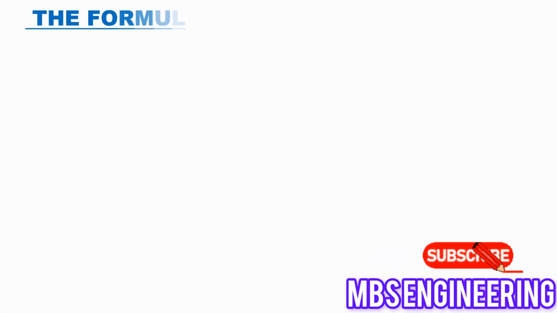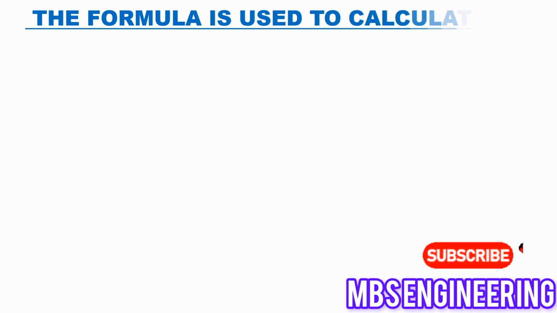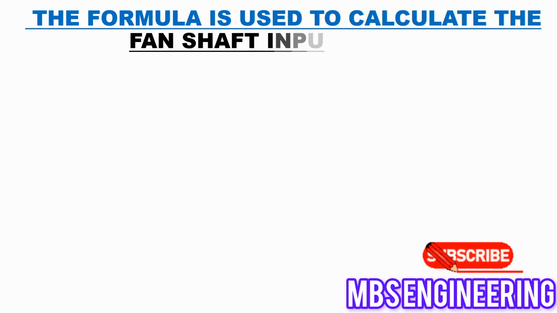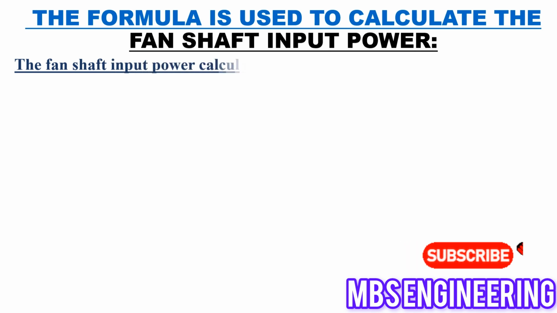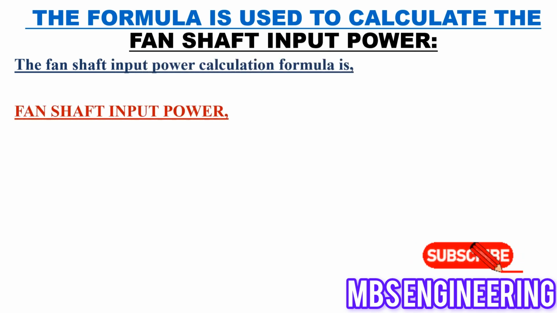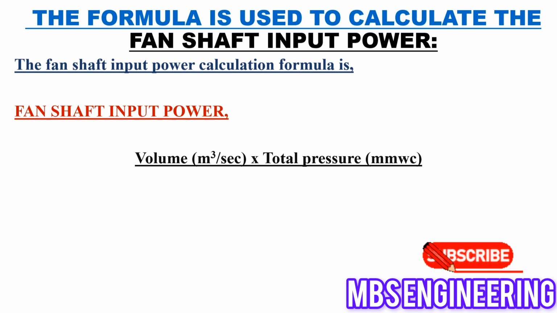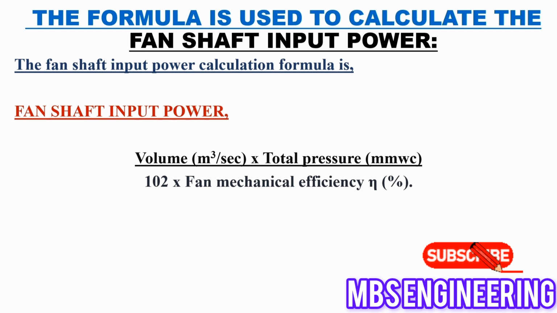Next, we will learn and understand the formula used to calculate the fan shaft input power. The fan shaft input power calculation formula is: fan shaft input power is equal to volume in meter cube per second into the total pressure in millimeters of the water column, and the obtained value is divided by 102 into the fan mechanical efficiency eta in percentage.